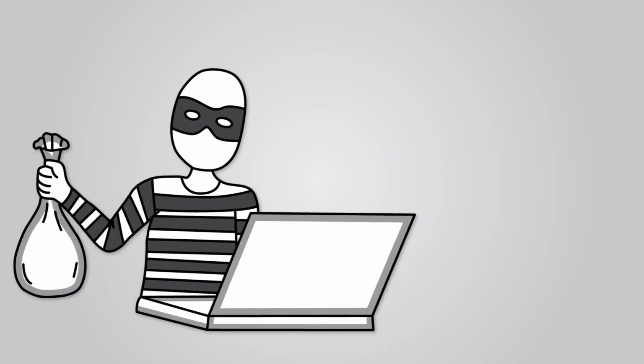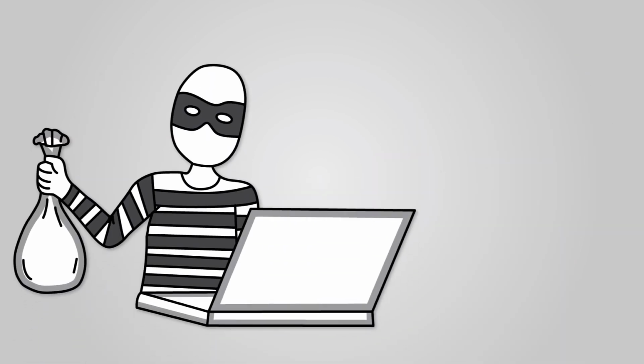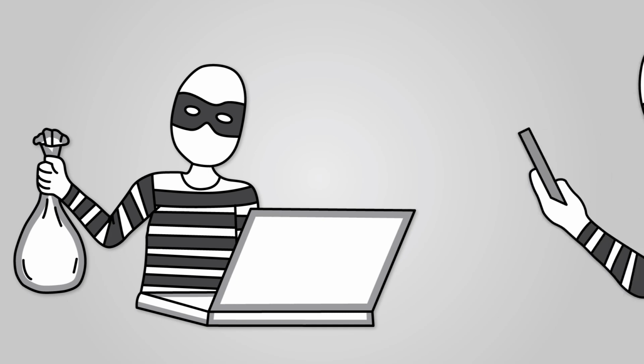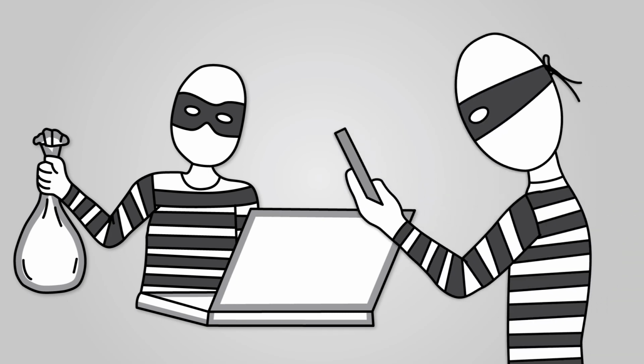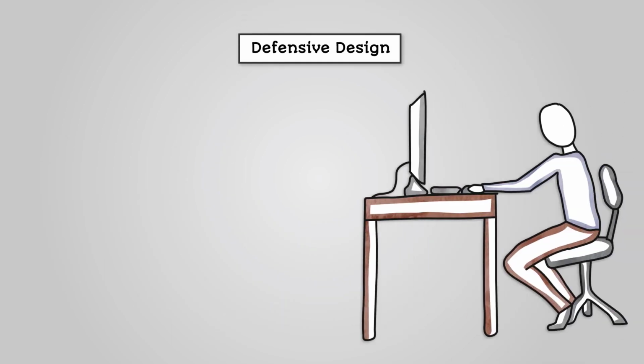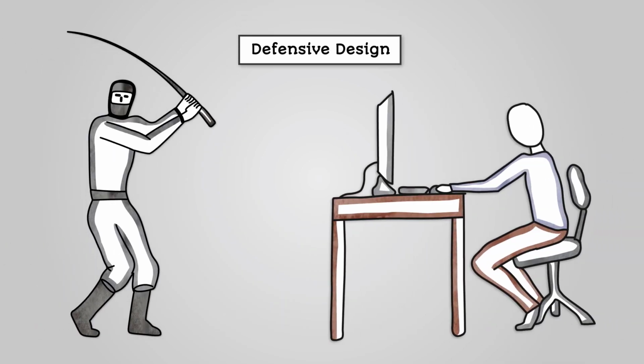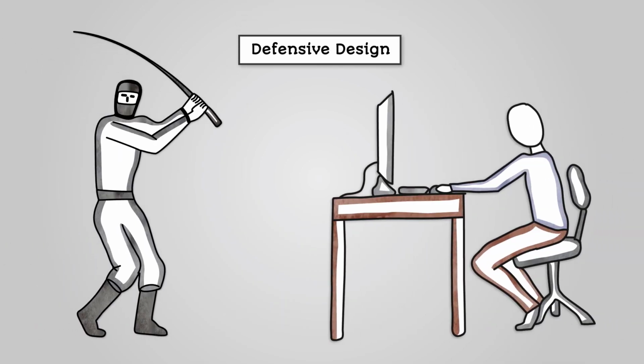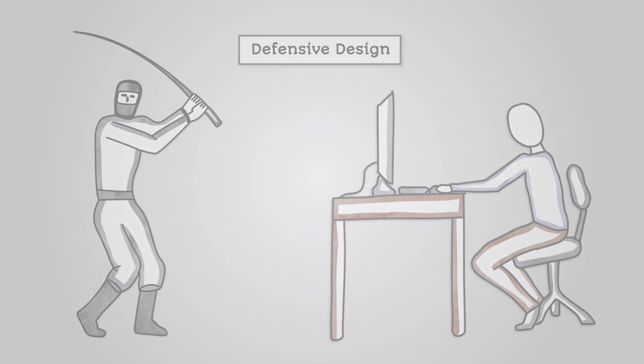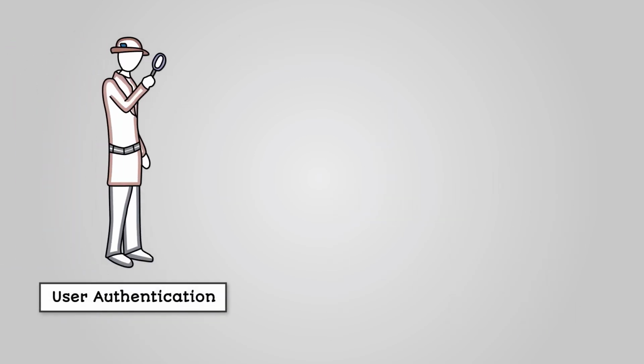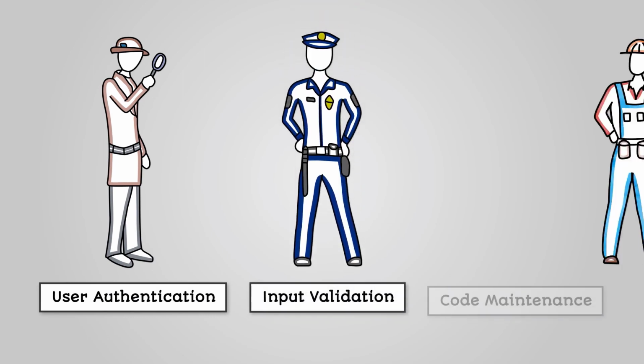It could also be a malicious user trying to attack your software in order to cause it to break or to try and damage or steal data. Defensive design is about ensuring that your program code is developed in a way to prevent your users from being affected by their mistakes and prevent malicious users from causing harm. There are a number of ways to do this, with some key ones including user authentication, input validation, and code maintenance.